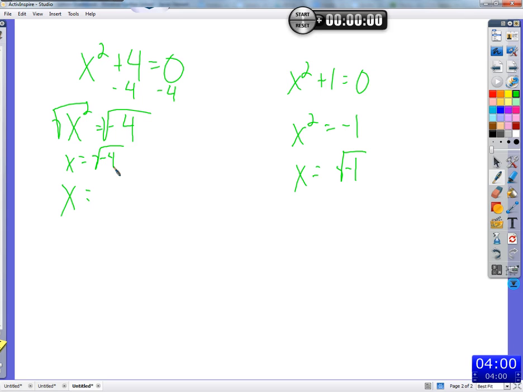But one thing we could do now is we could write this using this imaginary number. We can make it the square root of 4 times the square root of negative 1. Is that the same? Because you can pull apart those square roots into their own two square roots as a factor of two numbers. Okay, and we should really be doing that plus or minus, right? Plus or minus the square root of 4 is 2, times the square root of negative 1.